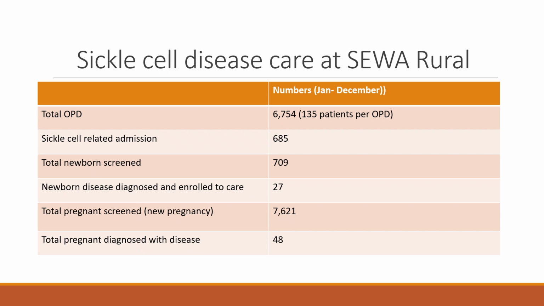So just to give you an idea of what we have done in a year at Seva Rural in terms of sickle cell disease care, we have seen close to 7,000 outpatients. Sickle cell related admissions were around 700. Total newborn screens were also around 700. Newborn disease babies diagnosed were 27. Pregnant patients screened, 7,600, and pregnant patients diagnosed with sickle cell disease were around 48. So this is the volume that we are catering to each year.